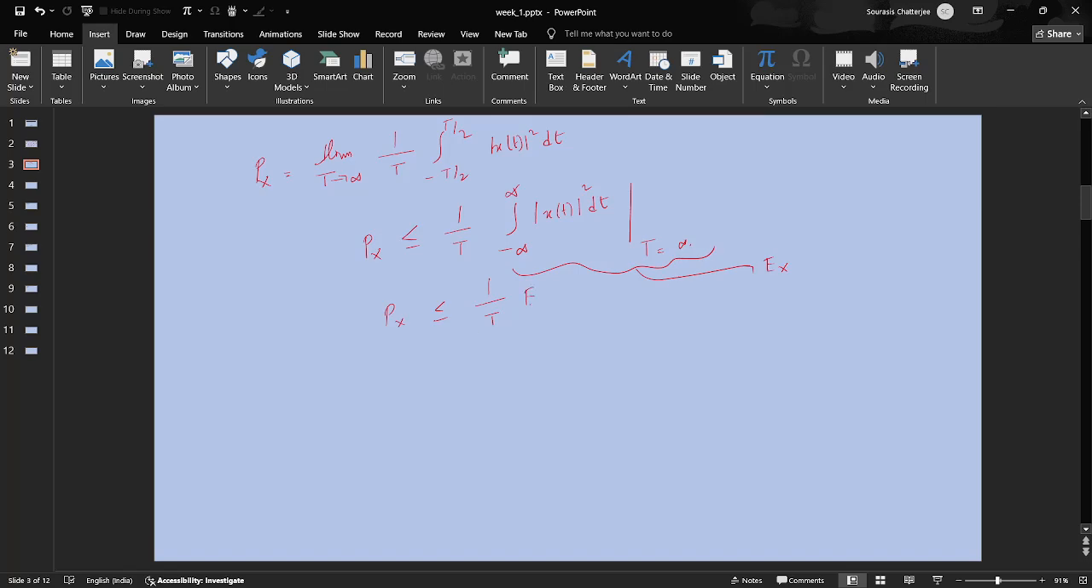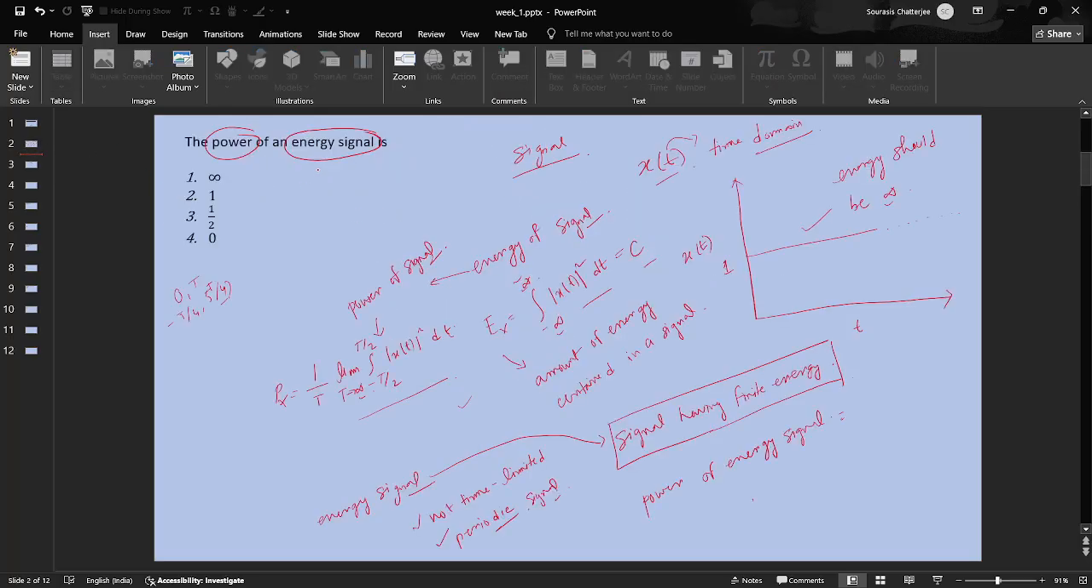So this is 1 over T times Ex, and you pointed out this becomes Ex over T. Ex we have already talked about, it's finite, but T here is infinite. So Px is less than or equal to a number which has T in the denominator, and T can be arbitrarily large. That's what infinity means. So essentially the Px is 0. So your answer is correct: the power of an energy signal is 0.